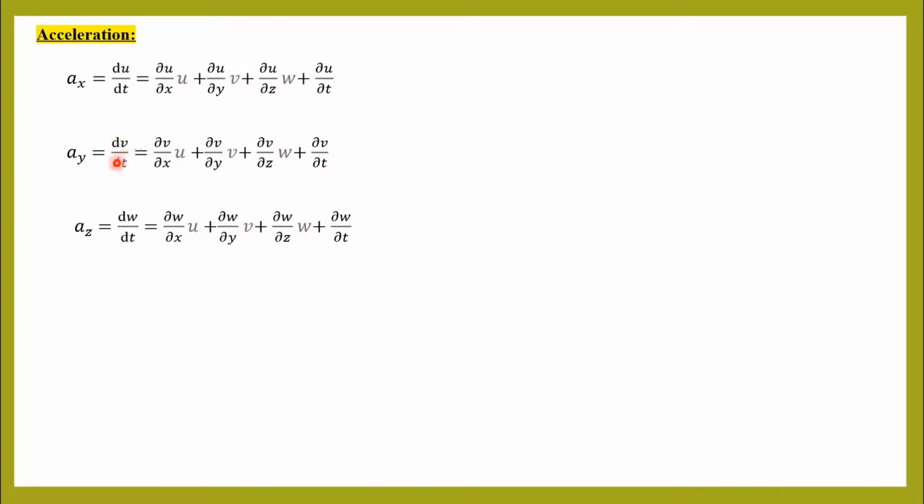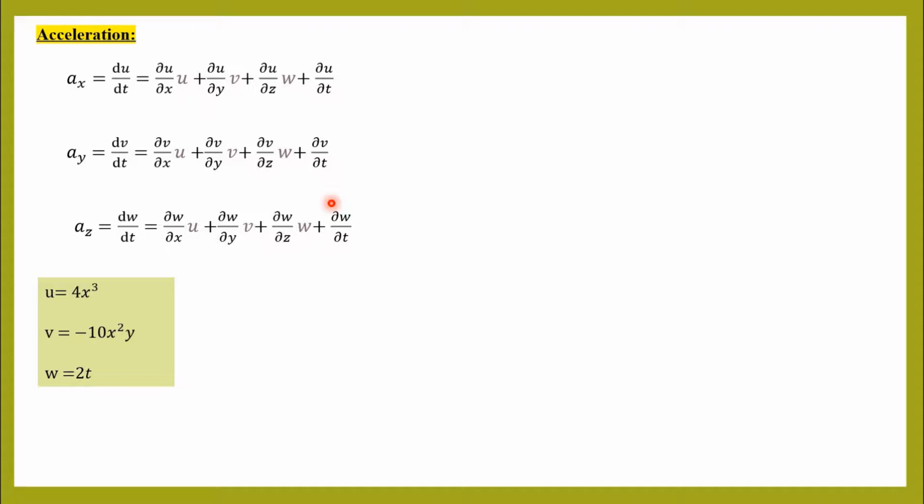Similarly, we will find dou by dou t of v as dou by dou x of v into u, dou v by dou y into v, dou v by dou z into w, plus dou v by dou t. And az is dou by dou x of w into u, dou w by dou y into v, dou w by dou z into w, plus dou by dou t of w. So first we will find dou by dou x of each of u, v, w, dou by dou y of u, v, w, and dou by dou z of u, v and w.